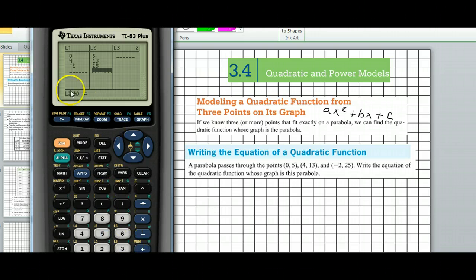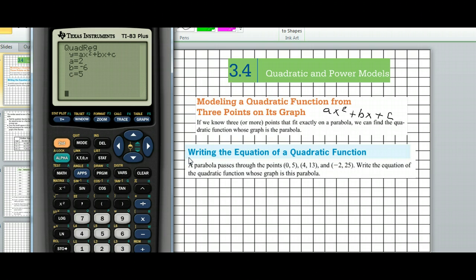Alright, so I have the 3 points in my calculator under L1 and L2. And just like before, we go to stat and then come over to calc like we're going to do the line through them. But instead of linear regression, we go to quadratic regression. So highlight quadratic regression and hit enter, and that tells you these 3 points.